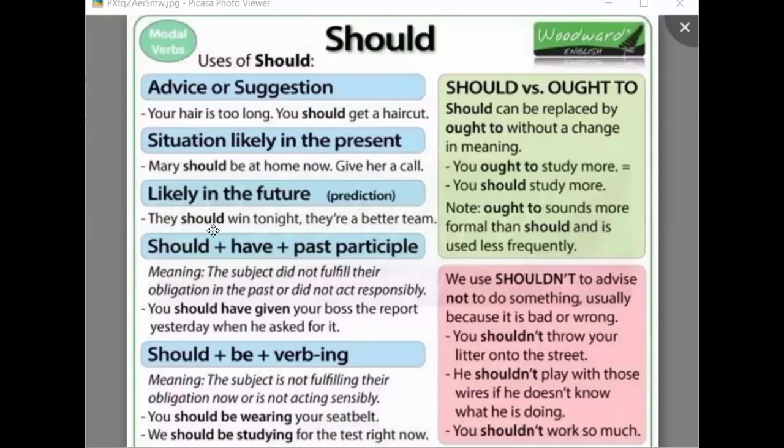And here, likely in the future, prediction. They should win tonight. They are a better team. We are predicting here. Should is showing us prediction. Here, situation likely in the present. Mary should be at home now. Give her a call. Meaning we are thinking that Mary is at home. She should be at home.